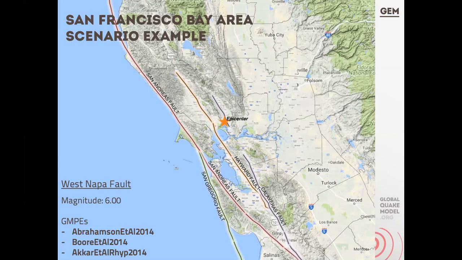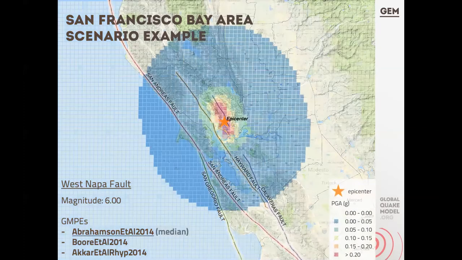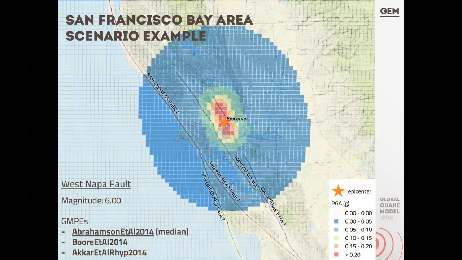So once we model the rupture geometry, we can look at the effect of the choice of the GMPs on the ground shaking. So here the first map is showing the median ground shaking intensities as predicted by the Abrahamson et al. 2014 GMP.